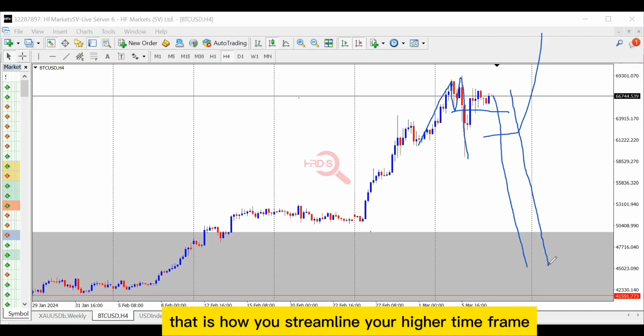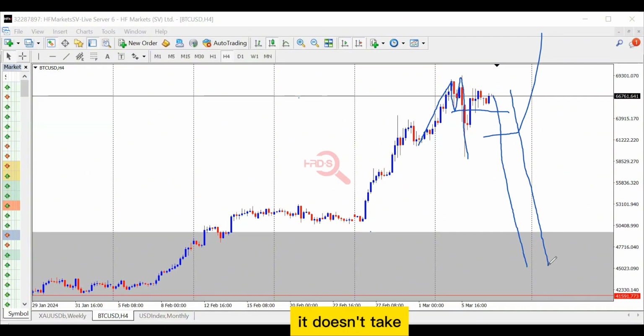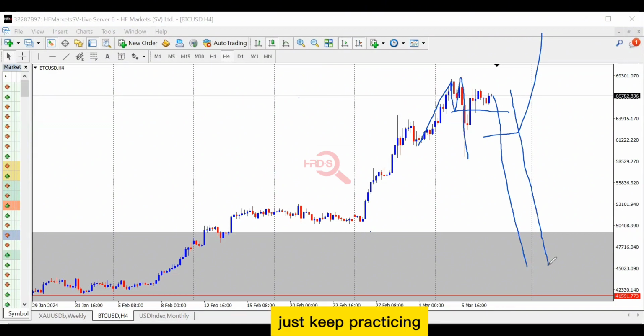So that is how you streamline your higher time frame all the way down to lower time frame so that you will make a very profitable investment decision. This applies to stocks, this applies to your currency pairs and any pair you are trading as a financial market participant. It doesn't take up to 5 minutes to do analysis from higher time frame to lower time frame. Just keep practicing, practice it.